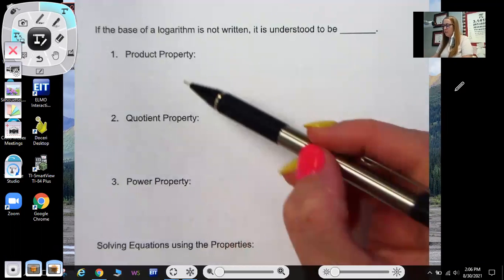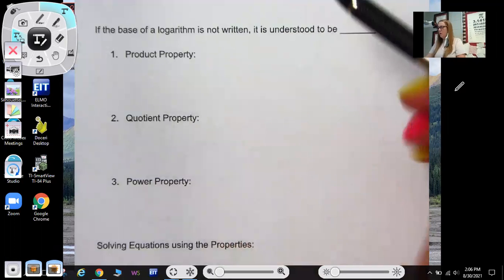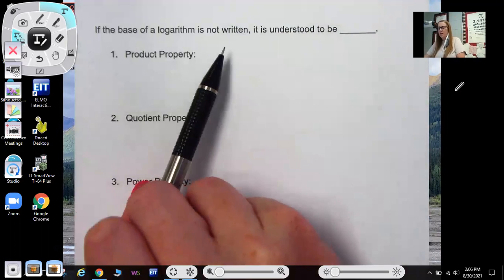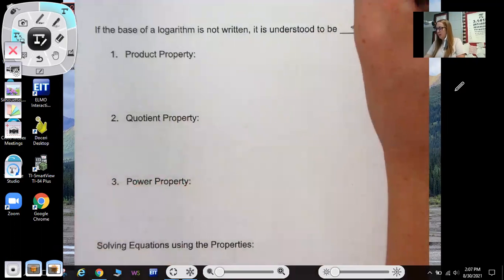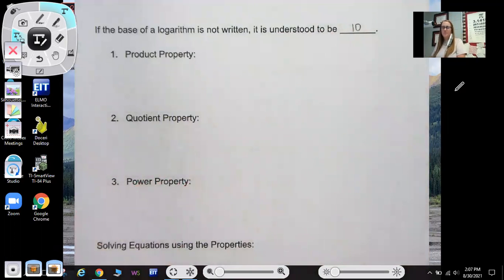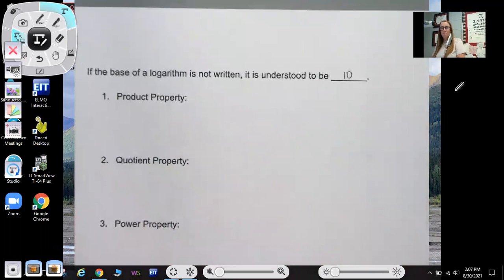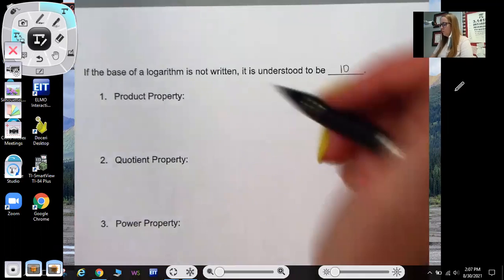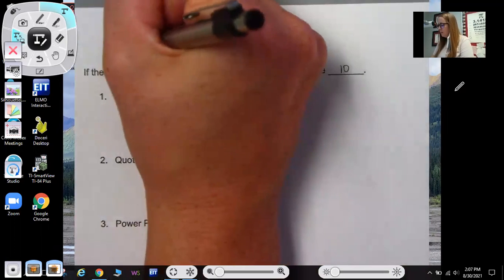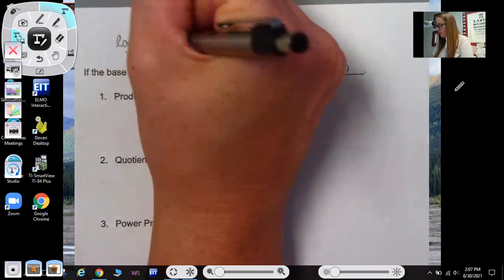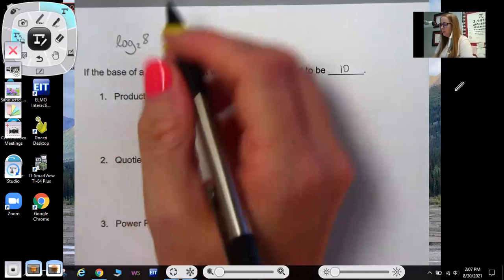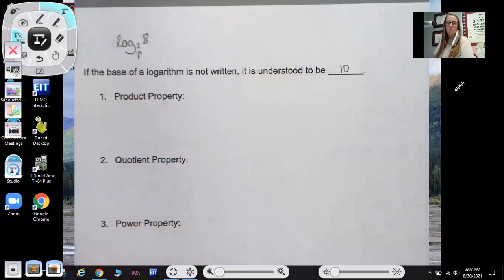Okay, before we continue looking at some more properties, one thing to note is if the base of a logarithm is not written, it's understood to be 10. I'll explain what I mean by that. Up until now, we've worked with logarithms that have a written base. Let's say log base 2 of 8. We can see that the base is 2.